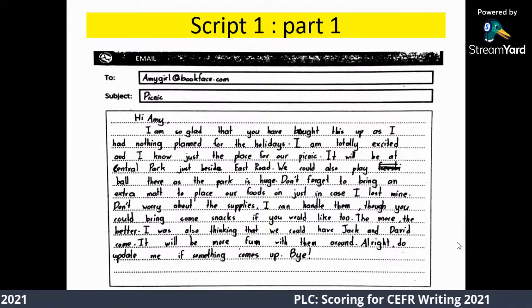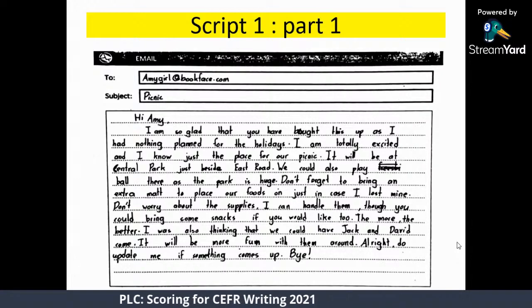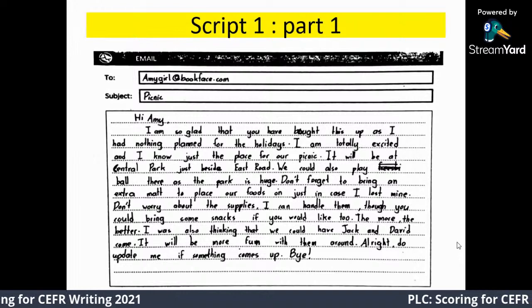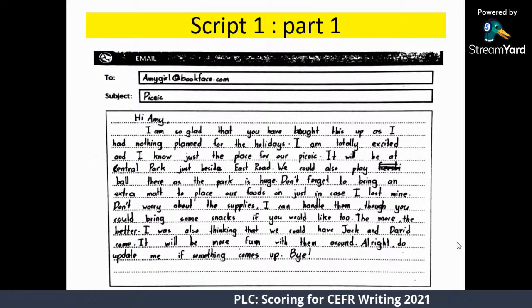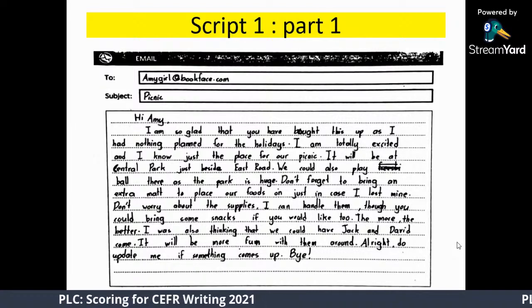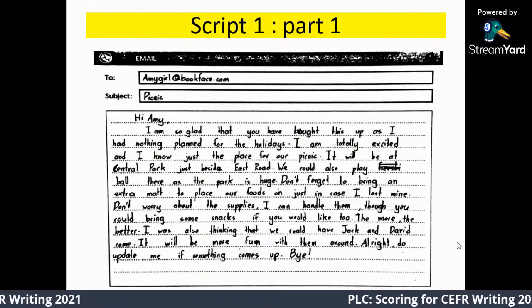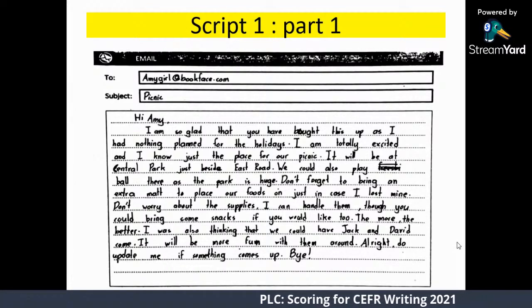Foods. Okay, foods, it's an error. Okay, food is sufficient, right? Okay. So the idea of what item, I lost mine. Error. Okay, don't worry about the snacks. Idea of bringing things to the picnic. If you would like to, TOO error. So you put a wavy line.